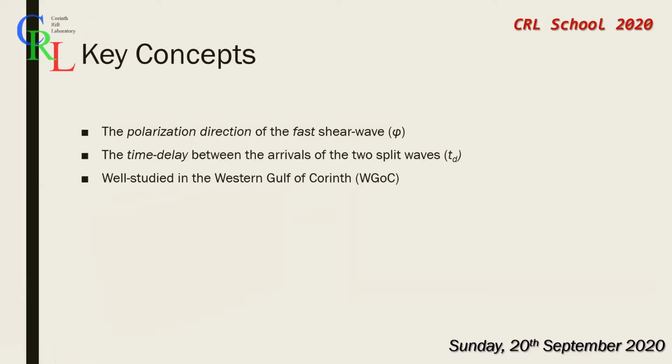Now, shear-wave splitting, which is a part of seismic anisotropy, is very well studied in the Western Gulf of Corinth, and CRL has helped a lot in that, because we have a very, very dense network there with a lot of earthquakes. So the amount of data that we have at our disposal is massive.